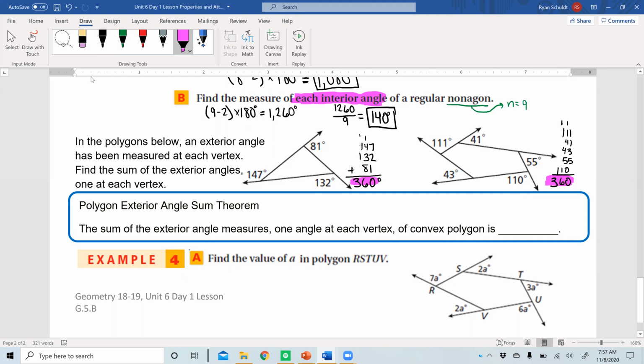But I have different shapes. Well, that's because of the polygon exterior angle sum theorem. So the sum of the exterior angles, one angle at each vertex of a convex polygon, is always 360 degrees.